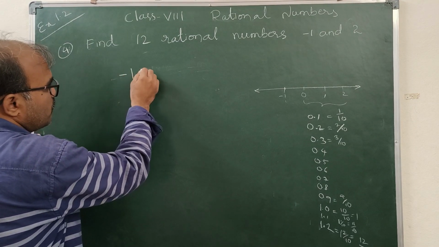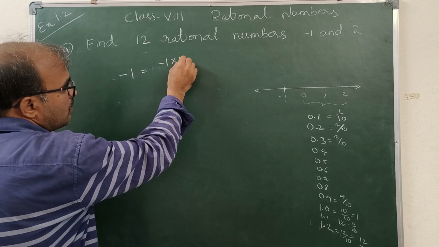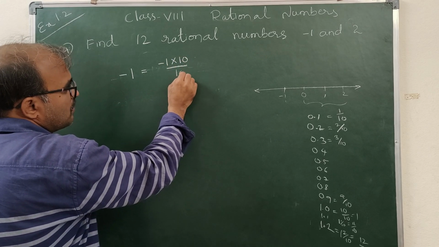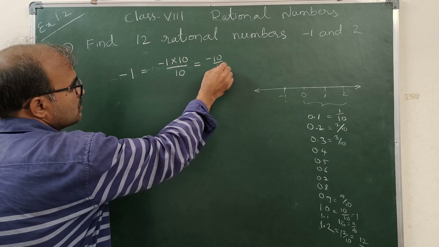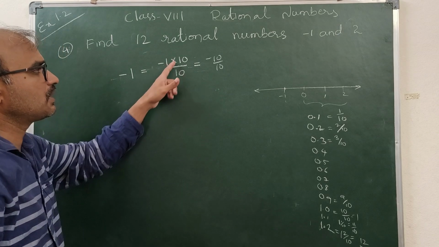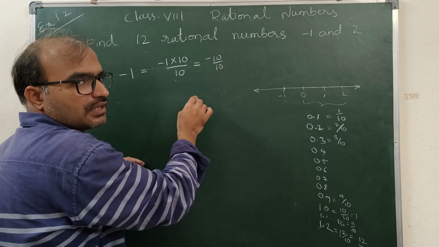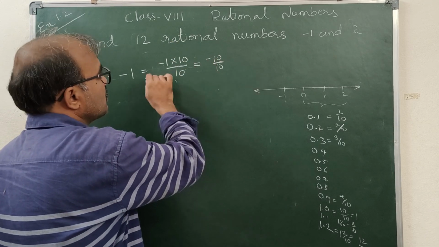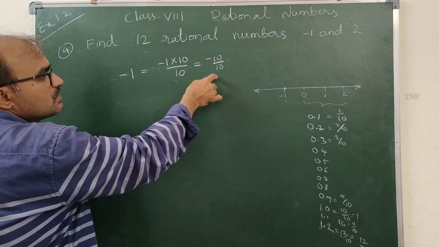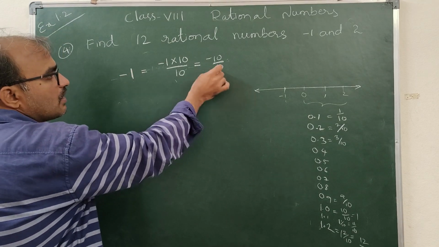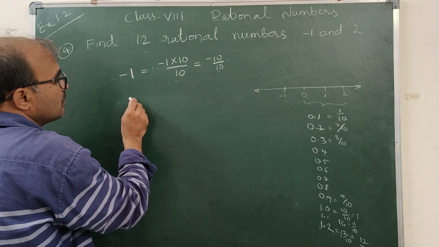Without changing the value of -1, multiply -1 by a number, say 10. If you multiply and divide the number by the same number, the value won't change. So -10 by 10: whatever I have multiplied and divided by the same number is called a common factor. So the 10 ones can be cancelled here, and you remain with -1 only. So its value is not changed. I am representing it in another form. This is called an equivalent fraction of -1, right?